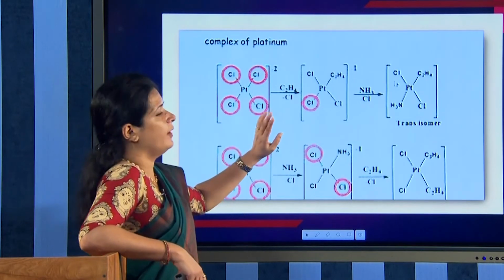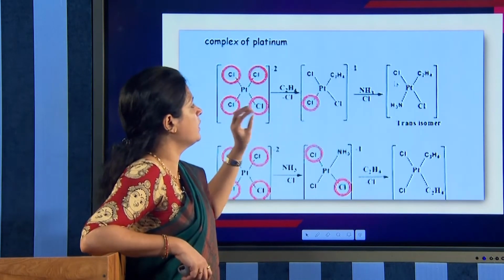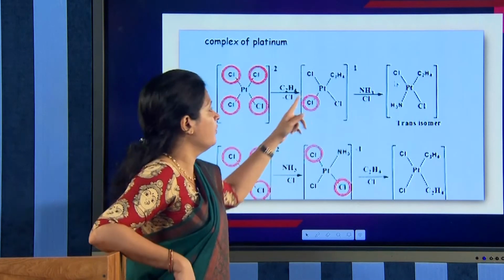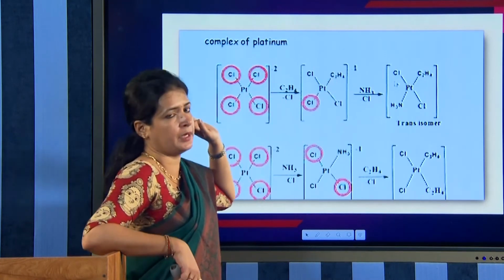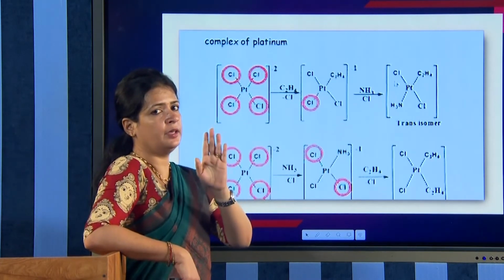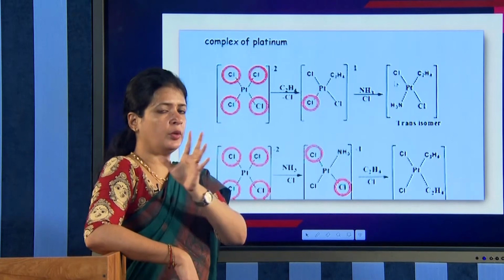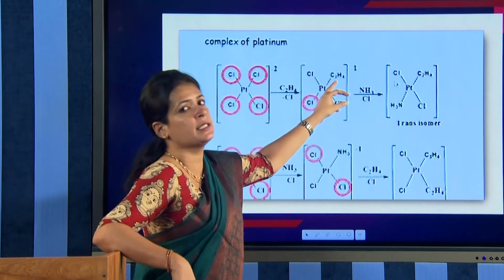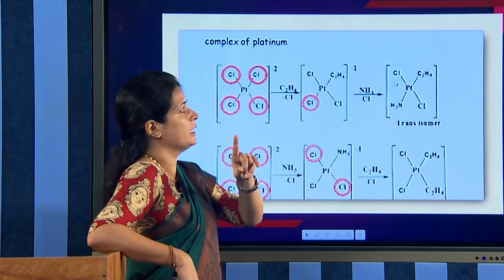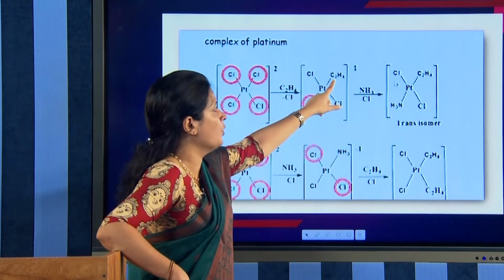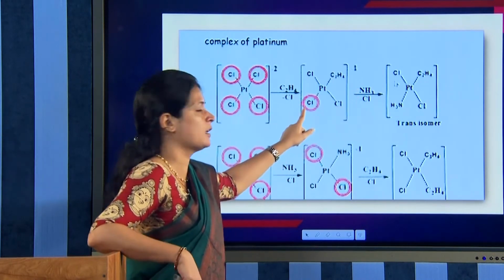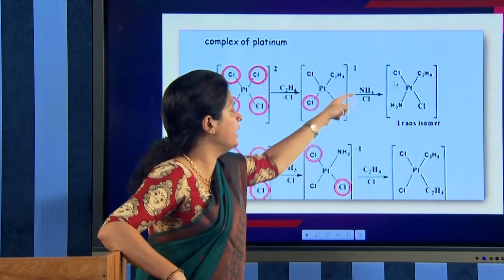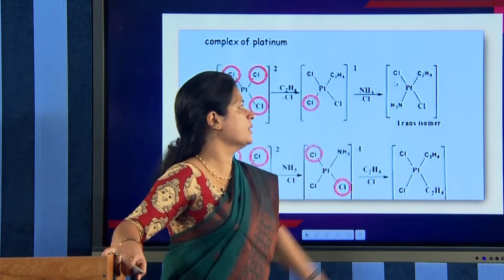And now if I am adding an ammonia ligand, what is the thing to be considered? The trans directing ability of Cl minus and C2H4. If I look at the trans effect series, I can understand that C2H4 has the greater trans directing ability. Then what happens? The C2H4 will direct this incoming ammonia trans to its position. Now this Cl minus will be weakened and the ammonia ligand will be attached here. I will get a trans isomer.